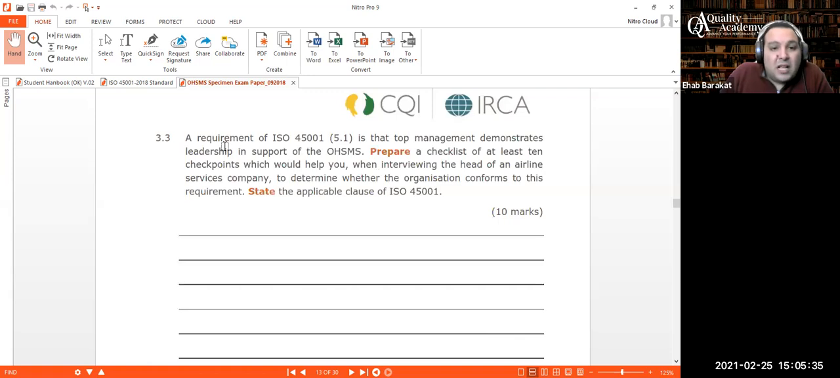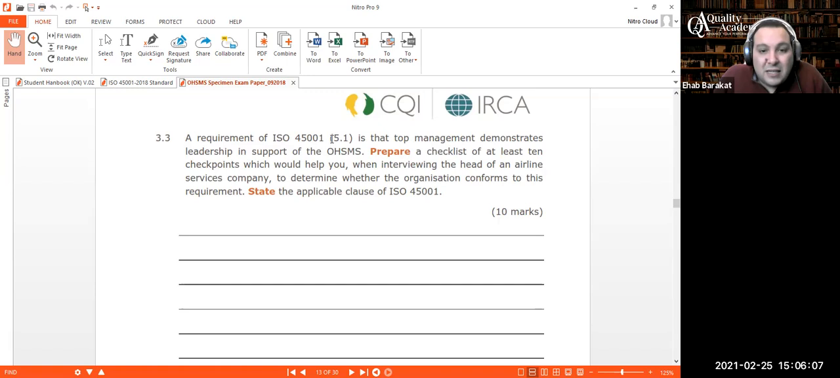Checklist also. A requirement of ISO 45001, clause 5.1, is that top management demonstrate leadership in support of the OHSMS. Prepare a checklist of at least 10 checkpoints. So they need you to just write checkpoints and state the clauses. They wrote clause 5.1 here, so you need only write the checkpoints from 5.1.